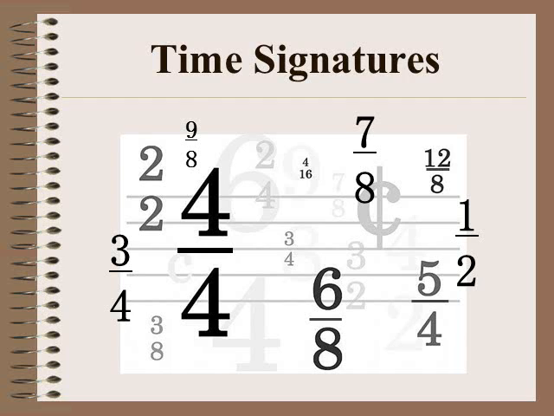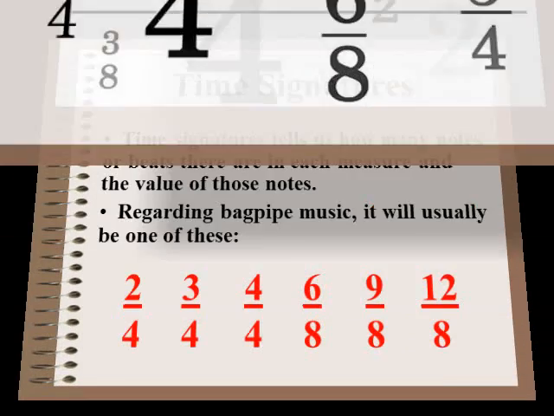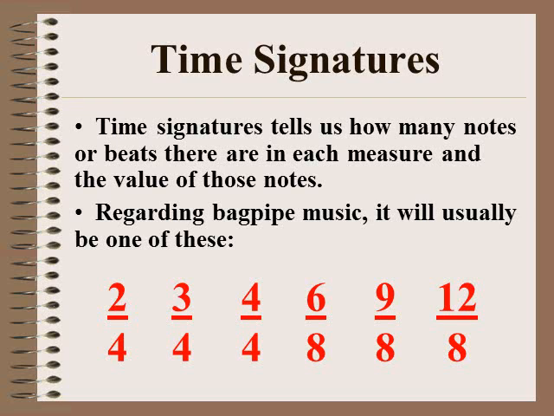For that reason, it's very important to learn the differences between the time signatures and what they tell us when learning new tunes. Time signatures tell us how many notes or beats there are in each measure and the value of those notes. In bagpipe music, it will usually be one of the fractions you see here in red.